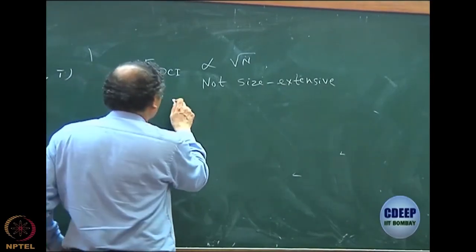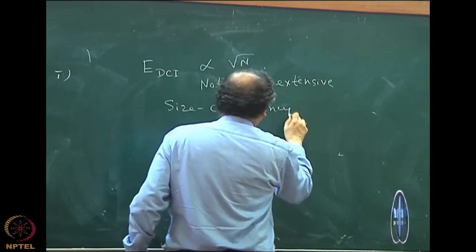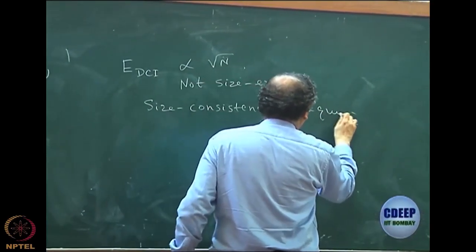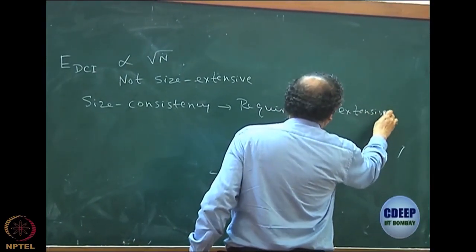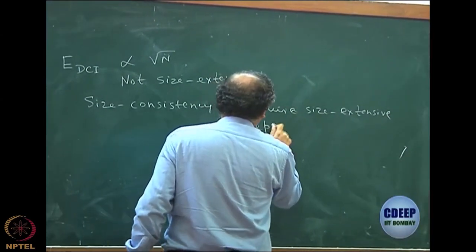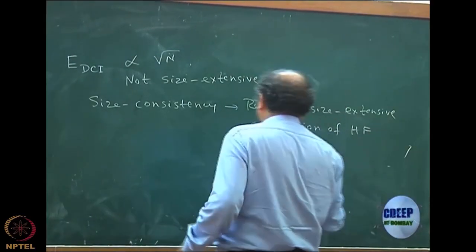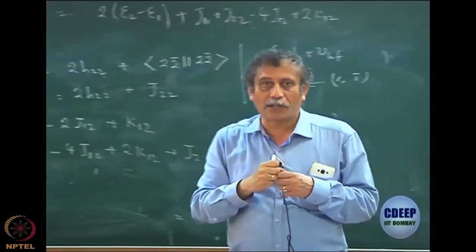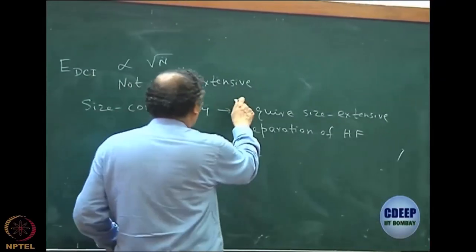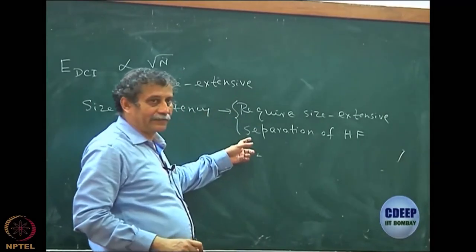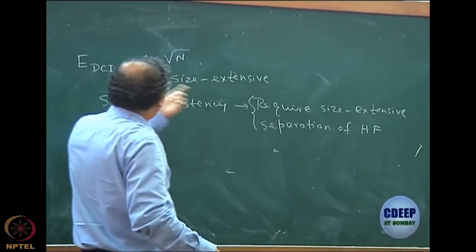But I told you that size consistency is something more. You require size extensivity, but also separation of the reference space itself, which is Hartree-Fock at this point. That is, the correct dissociation, or the correct size consistency behavior, of the Hartree-Fock itself. So in the case of the H4 dimer, this is automatically satisfied, as it goes to H2 plus H2.